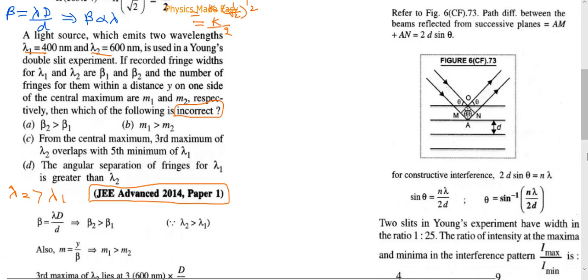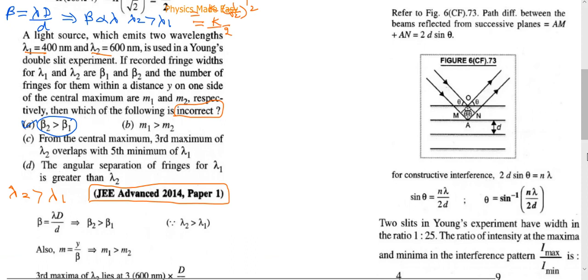Now, what is given is this fact, lambda 2 is greater than lambda 1. Obviously, what will this imply? This will imply that beta 2 is greater than beta 1. So this is correct, but not the answer because he has asked for the incorrect answer. Now let us focus on the second part.